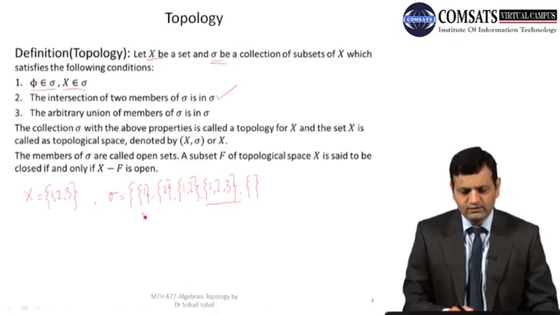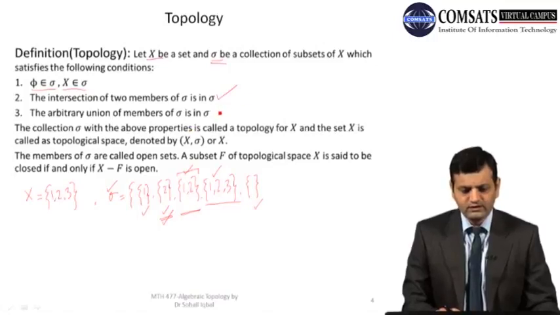When I take the sets {1} and {2}, their intersection is phi, which is already in the set. If I take {1, 2} and {1, 2, 3}, their intersection is {1, 2}, which is already in this set. Similarly, if I take the intersection of {2} with {1, 2}, their intersection is {2}, which is once again already in the set. So the second condition is also satisfied by our example sigma.